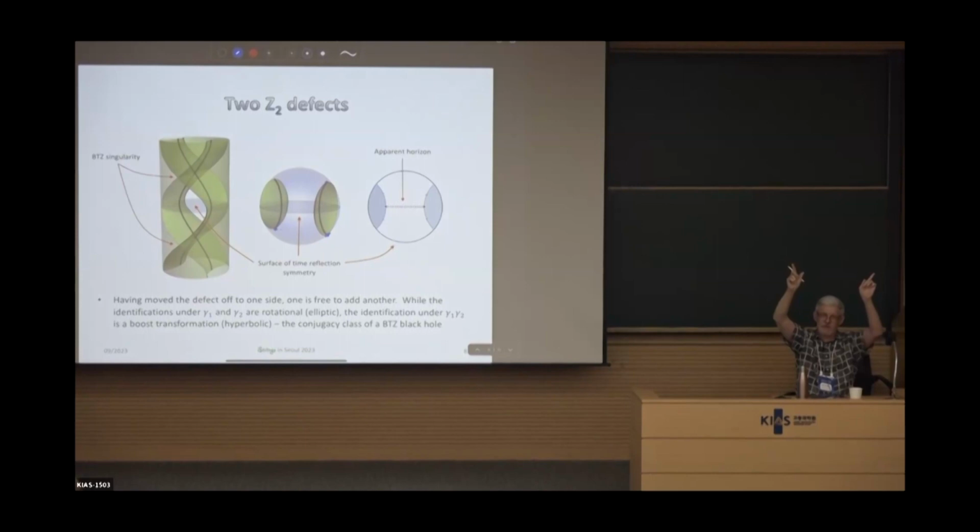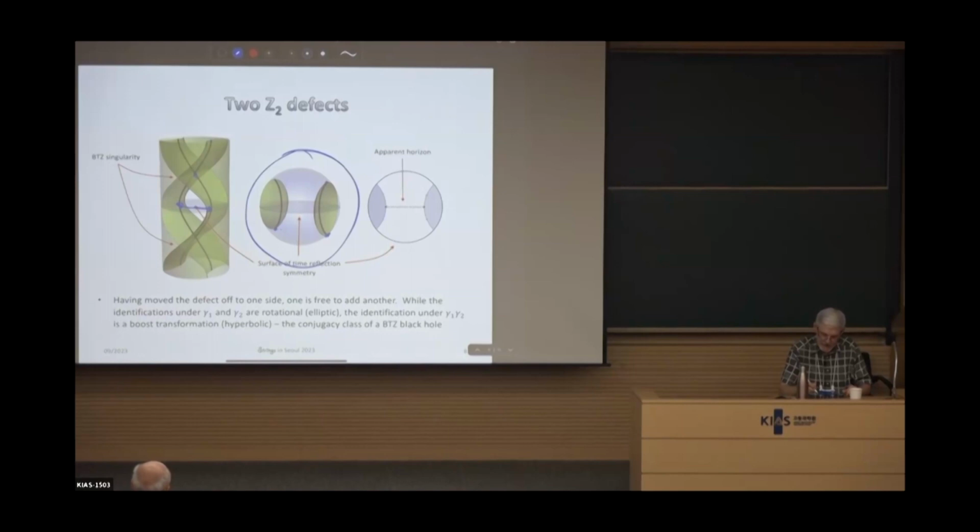And what does that Euclidean thing look like if I continue back to Lorentz signature? It's that I've displaced two defects away from the origin at the surface of time reflection symmetry, where they're both stationary at their maximum radius. And then when I let time evolve, they fall towards each other and collide at some finite time in the future. Okay.